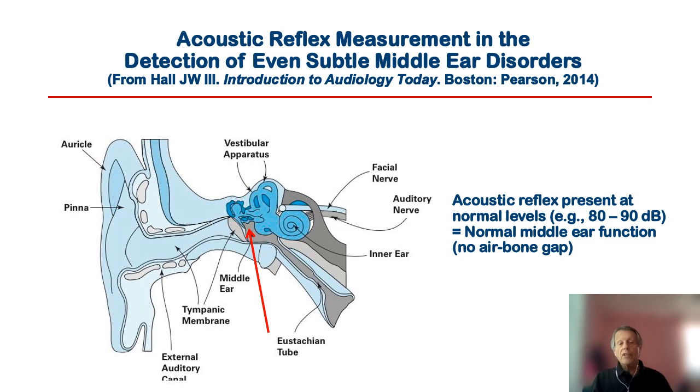So, and this has been known since the very earliest years of oral emittance measurements, 1970s. So there's plenty of evidence to support this. There's no problem with the eustachian tube or with the middle ear, no problem with the middle ear mechanism or the eardrum if the acoustic reflex is recorded at a normal level.